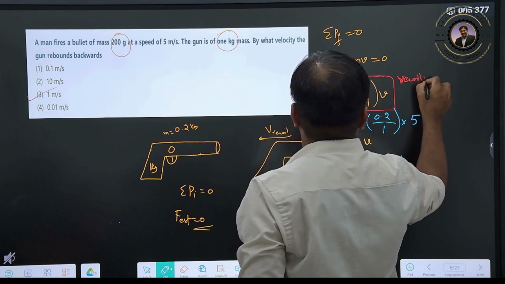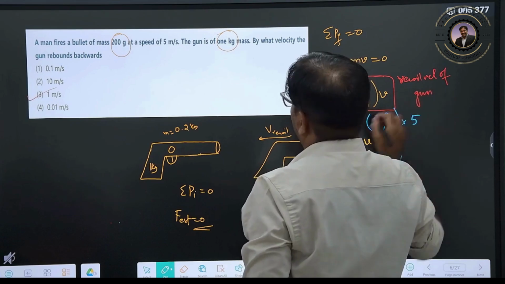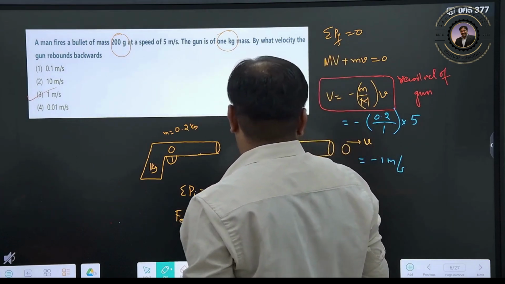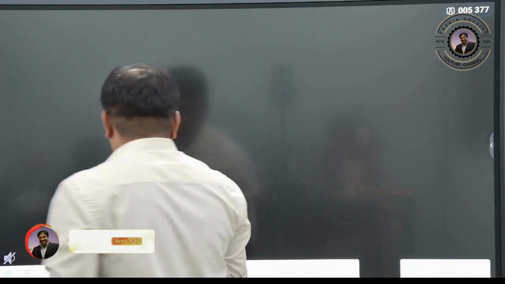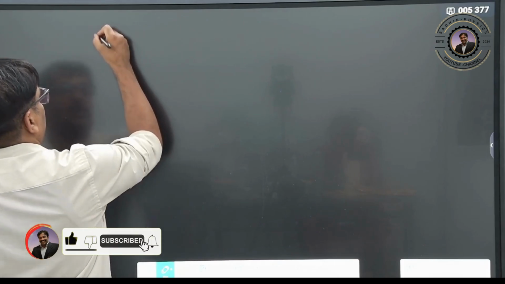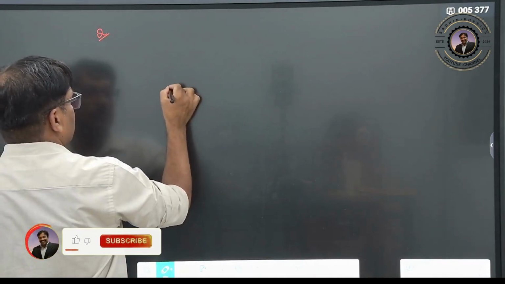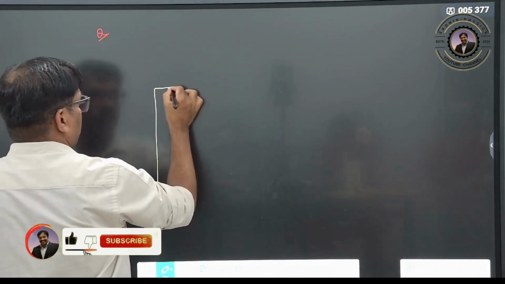This is nothing but the recoil velocity of the gun. Clear? Here we will do one more simple question, with the same concept. Suppose there is one gun.